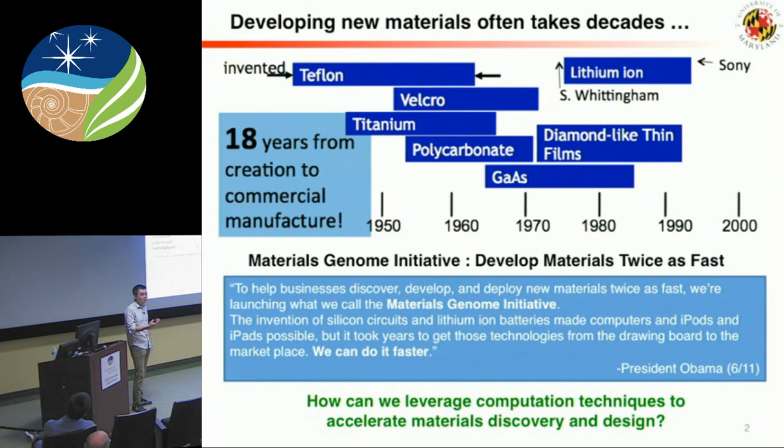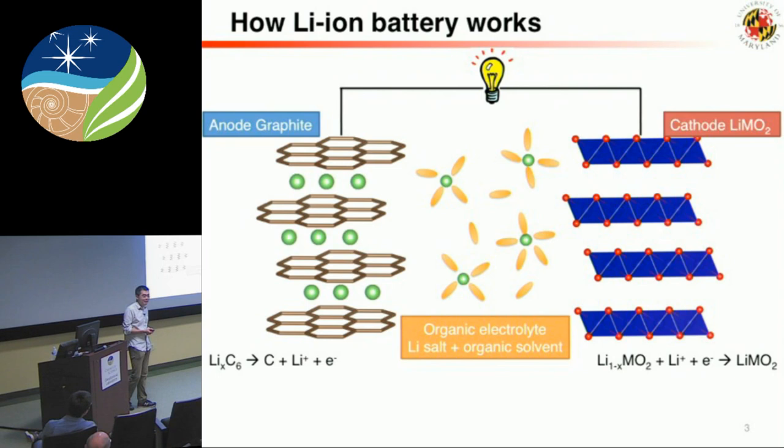As a dream of all materials scientists and engineers, what we want is to shorten this time, to bring materials innovation to commercialization faster. This is why former President Obama proposed the Materials Genome Initiative to design materials twice as fast. For example, silicon circuits and lithium batteries take a long time, so how can we do that faster? What I'm going to show you today is how we can use computational techniques, especially those based on first principles, to accelerate materials design, using the example of solid state lithium-ion batteries.